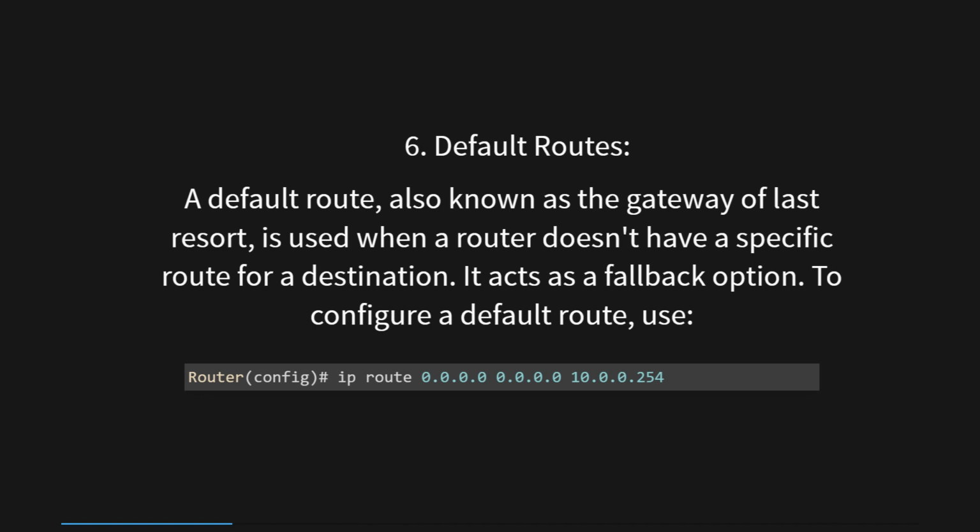This default route becomes a critical component in ensuring that packets find a way out of the network, even when their destination is not explicitly listed in the routing table. It is commonly used in scenarios where routers need to reach destinations beyond their immediate network and rely on a central gateway or router for further routing decisions.